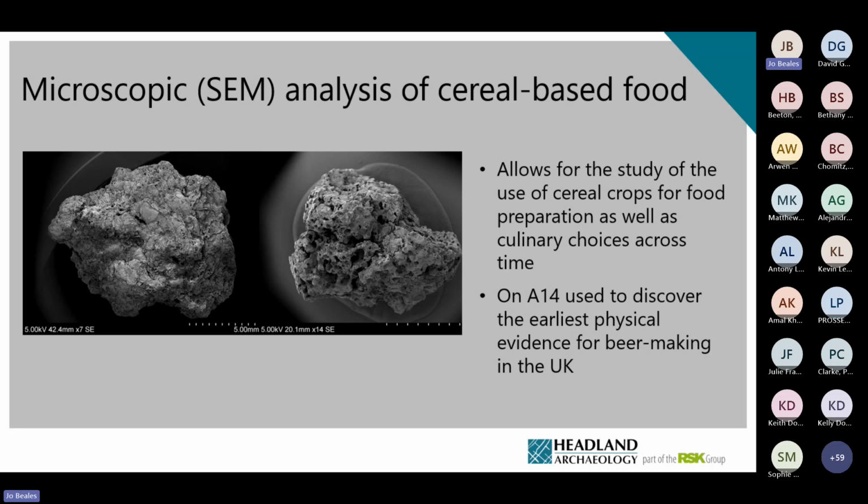Her work allowed us to look at the use of these different food types over time. So, for example, we saw that there was a greater prevalence of porridge and porridge-like products in the late Bronze Age and early Iron Age. And probably the most newsworthy item that came from that was that it was used to discover the earliest physical evidence for beer making in the UK, which you may have seen in various BBC news reports, dating to the Middle Iron Age.